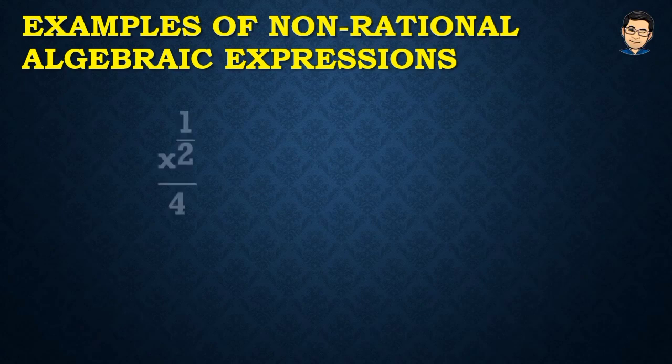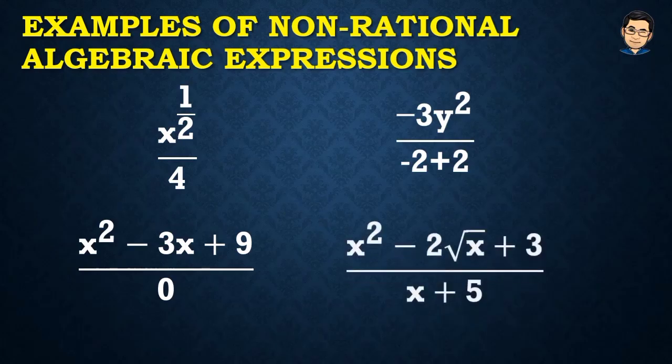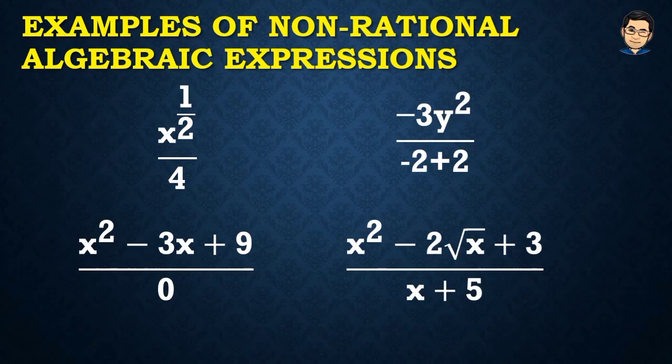So here are the examples. For number 1, x raised to 1/2 all over 4. What makes this a non-rational algebraic expression? It is the exponent 1/2. Rational expressions do not have a fractional exponent.